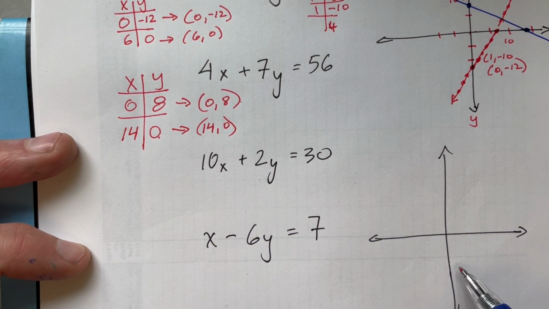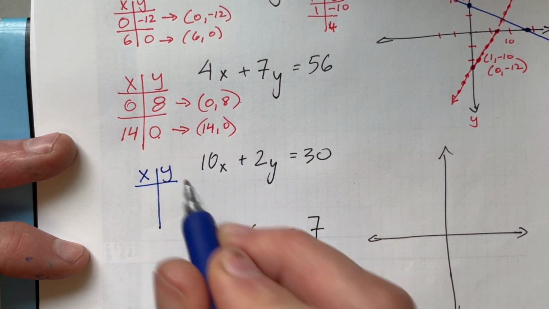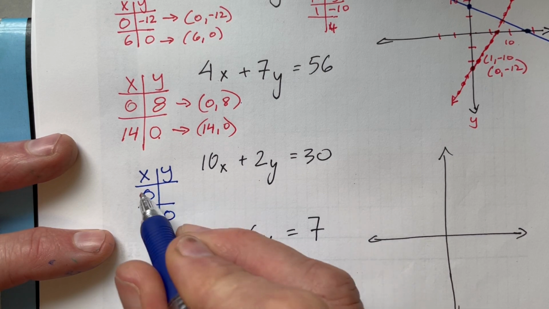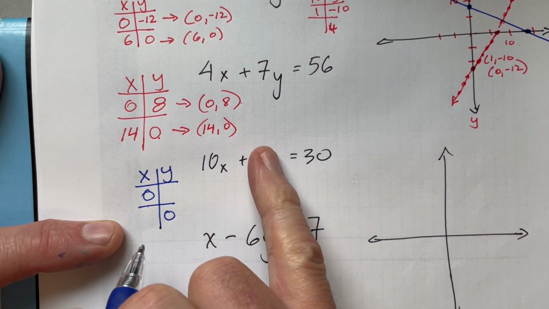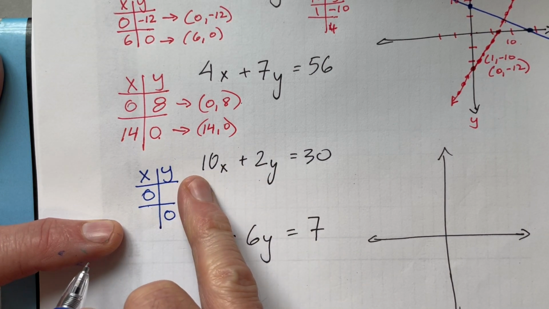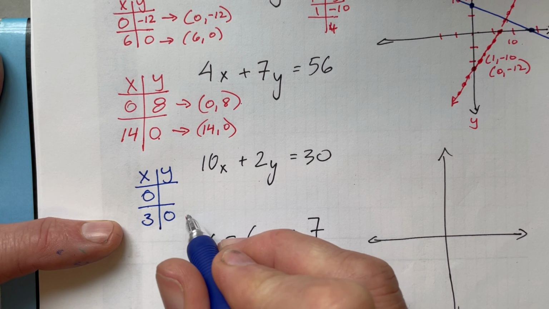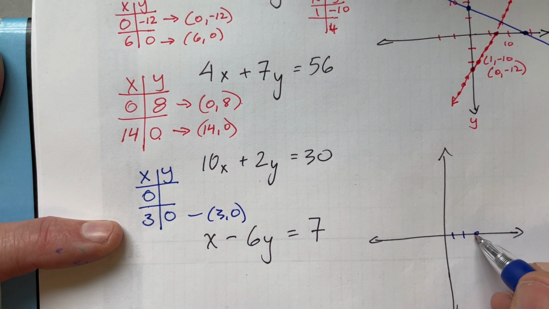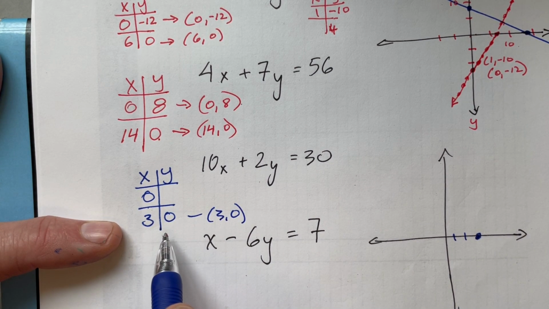I've got a new set of axes I can plot it on. Again, make a little chart, X and Y. Pick the world's easiest values, 0 and 0. It doesn't matter which one you do first. Let's do the Y one first. When Y is 0, X is going to be multiplied by 10 to give me 30. That's dead easy. And now I know that my point 3, 0, 1, 2, 3, and then up and down nothing will give me my x-intercept.